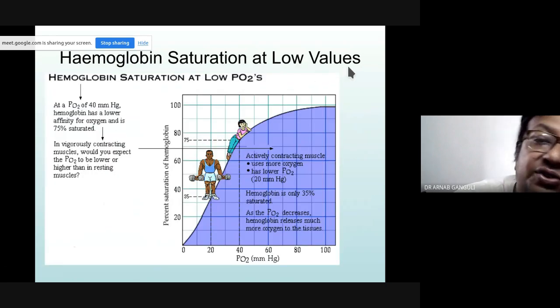Now at lower values, at a PO2 of 40 mmHg, such as during exercise near the tissues, hemoglobin is only 35% saturated, with a lower affinity for oxygen, compared to 75% at rest. In vigorously contracting muscle, would you expect PO2 to be lower or higher than in resting muscle? This is a question for you.